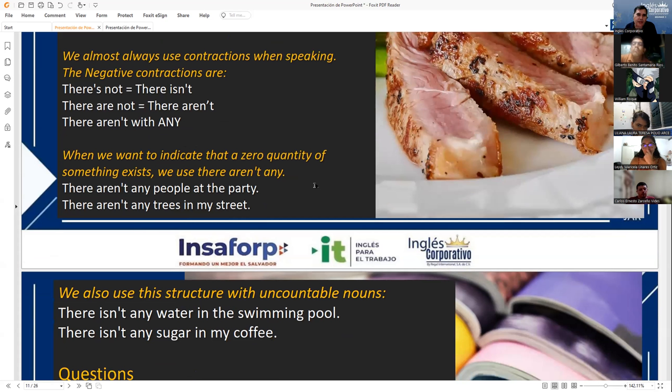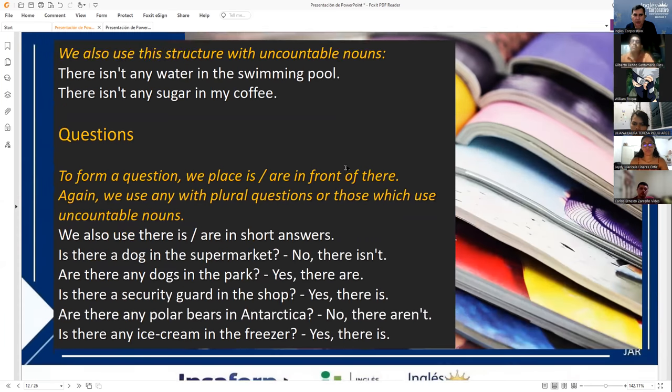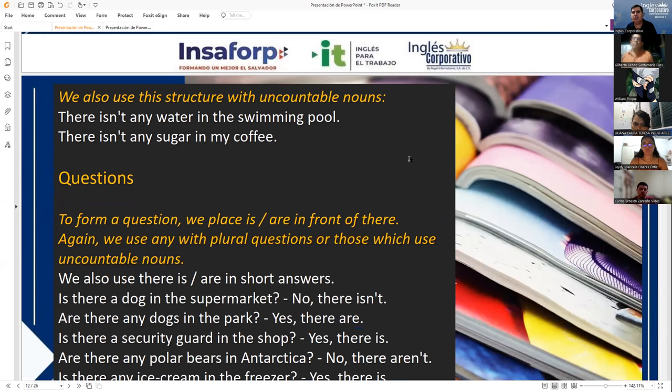When we want to indicate zero quantity, that nothing of something exists, we use there aren't any. Or with uncountable nouns, there isn't any. There isn't any milk, there isn't any coffee, but there aren't any people at the party. There aren't any trees in my street. We also use this structure with uncountable nouns. There isn't any water in the swimming pool. There isn't any sugar in my coffee.